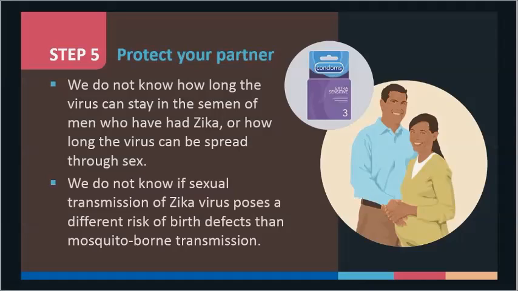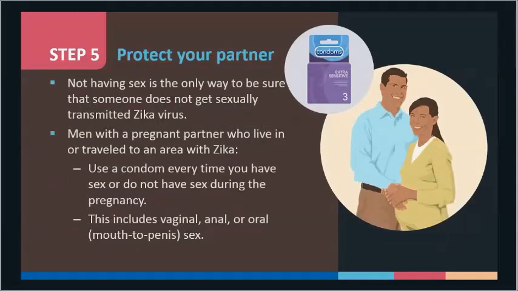We also don't know if the sexual transmission route will pose the same risk for birth defects as transmission by the mosquito. So far, none of the sexually transmitted cases have been in a woman who then got pregnant. As I said, not having sex is the only safe way to know that you won't get it by the sexual route. But if abstinence is not for you, then using a condom is the next best way. But you have to use a condom every time you have sex. The aim here, of course, is to prevent transmission, but also to prevent pregnancy, because we know of the potential risk that could affect the baby. And this applies to vaginal sex, anal sex, or oral sex.